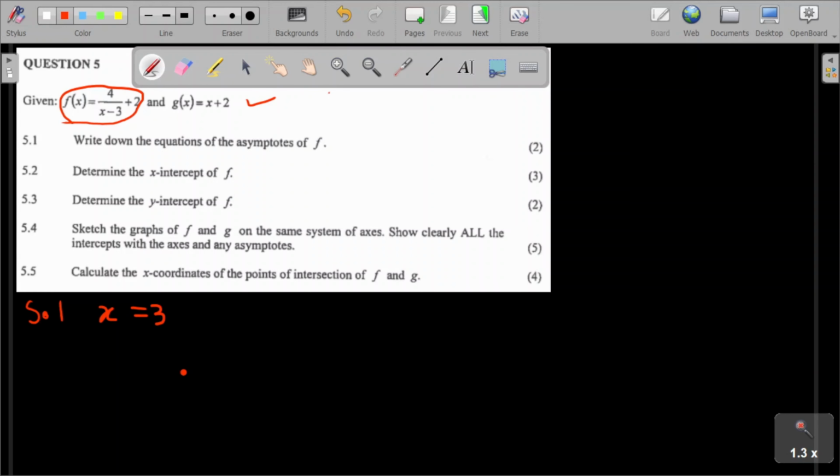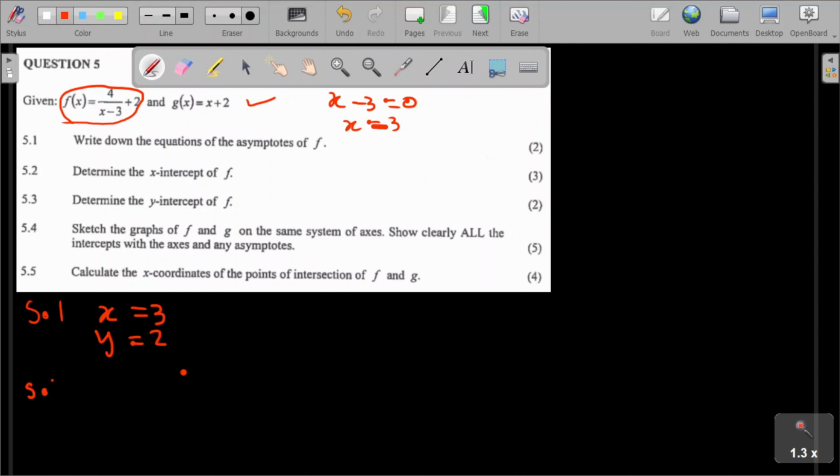Remember, this one, x - 3, is going to be equal to 0. Take this one to the other side, it's going to be positive 3. And then my y is just y = 2. Those are the equations of the asymptotes.